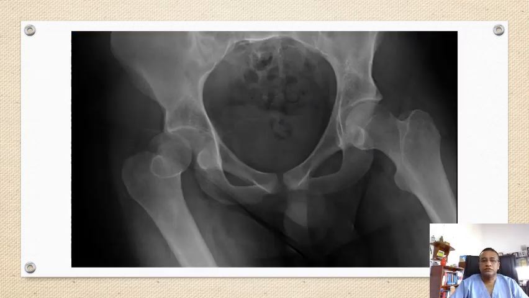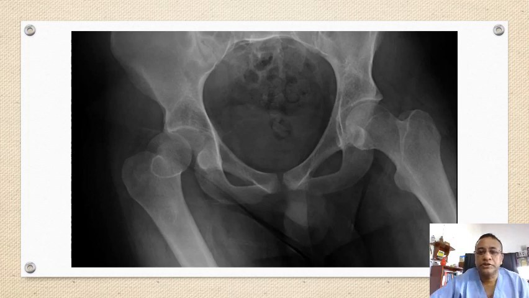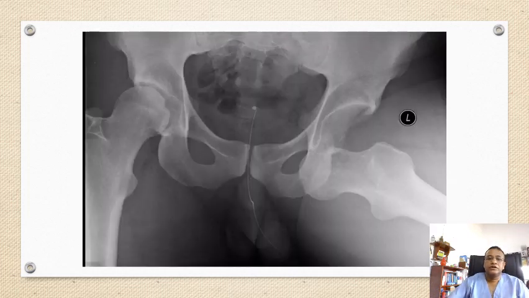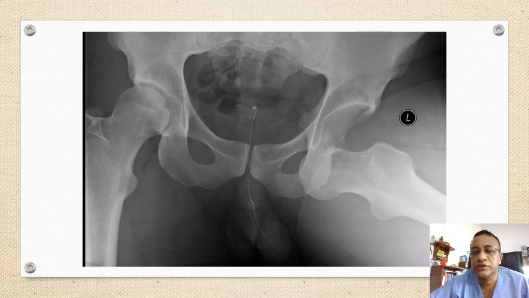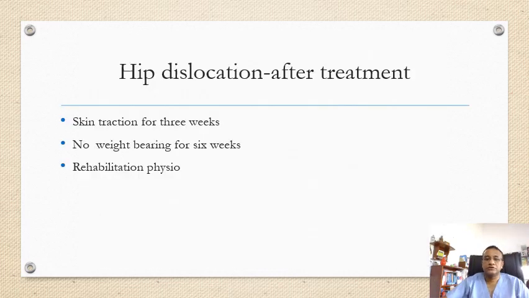In this X-ray, you can see a hip dislocation on the right side. The femoral head has come forward from the vestibulum. See here also a dislocation. These X-rays you have to see.